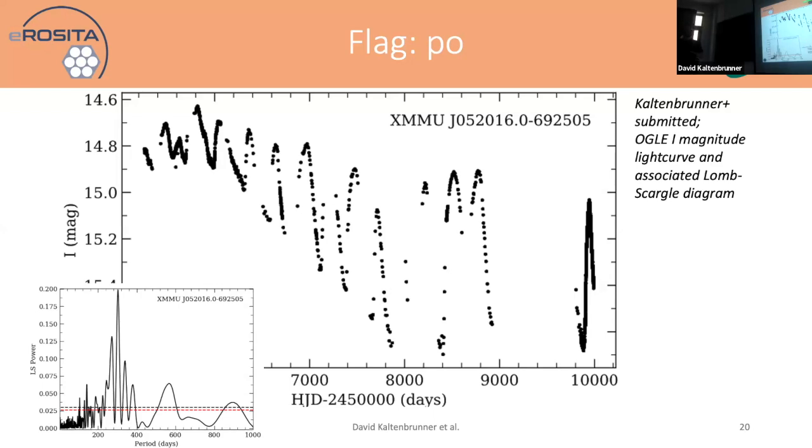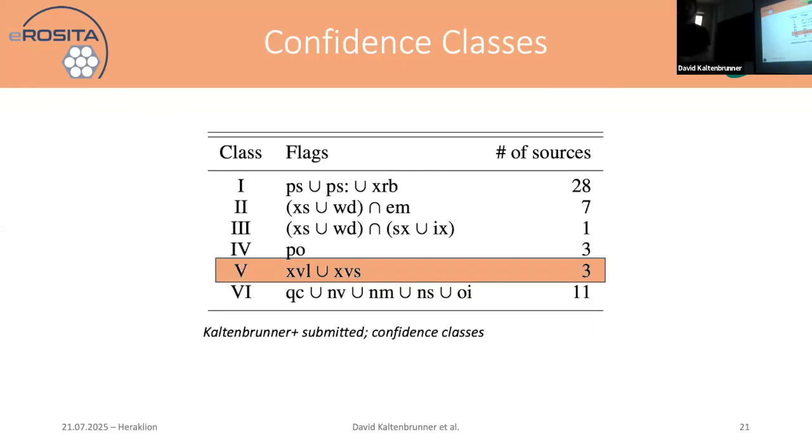What is generally typical in those systems is that one does see quite a lot of variability overall, but then also one can see periodic behavior. And if we did find a period, we also put this in the paper, of course, to give an estimate for the orbital period of the systems. Now, the last confidence class of what we call the good candidates is this here.